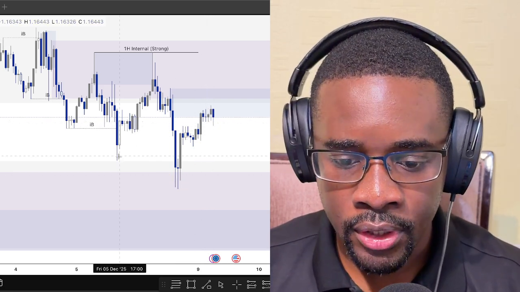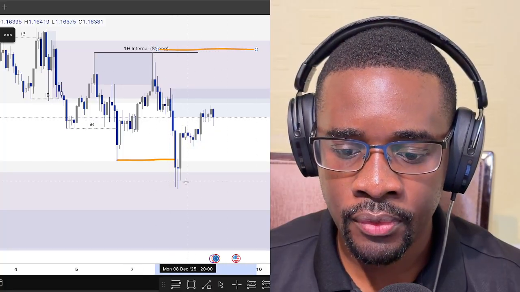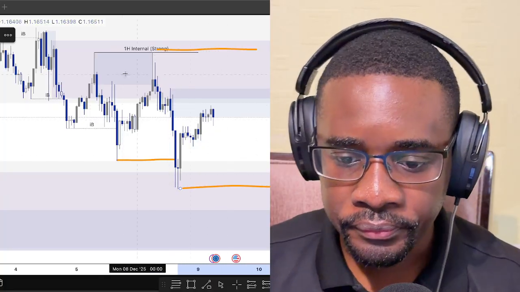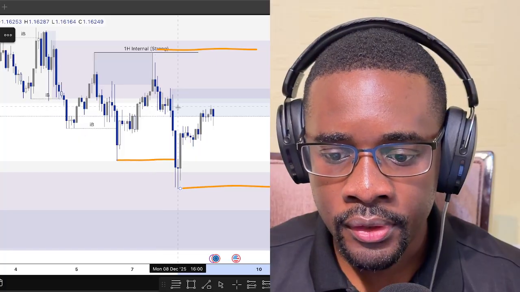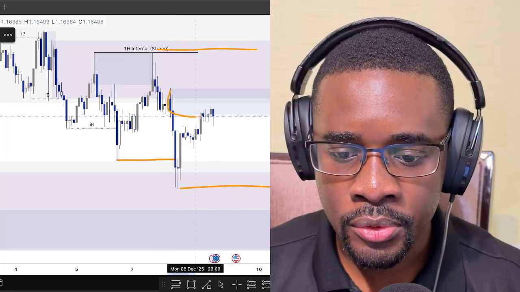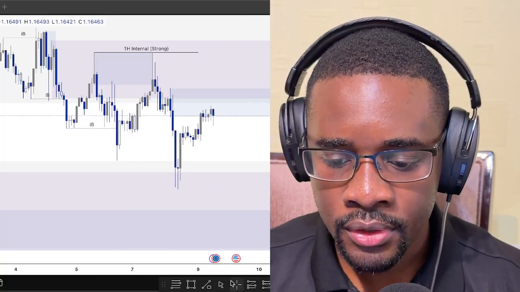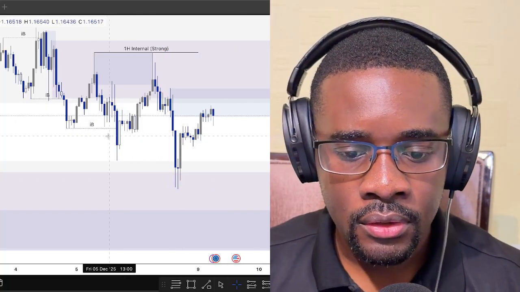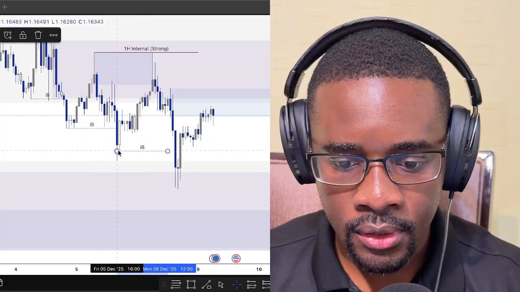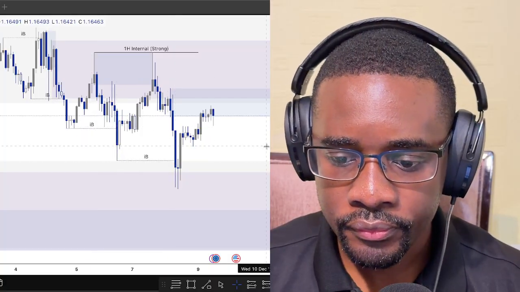And because of the break of structure here, this gives us our new range, which is from there to there. The only unmitigated supply is this one, which is the decisional, which led to that break. So let me mark this out.